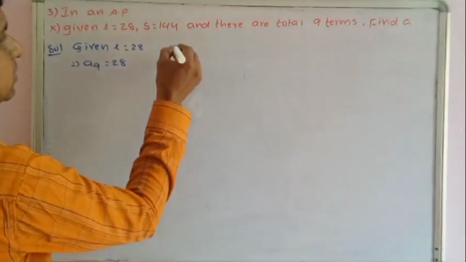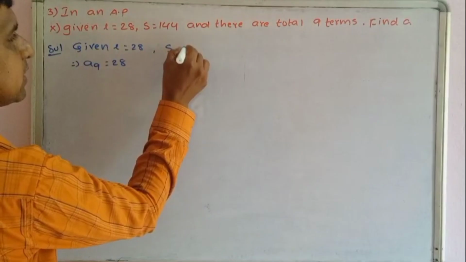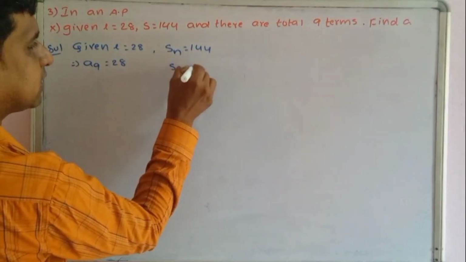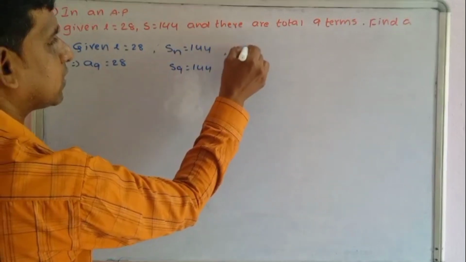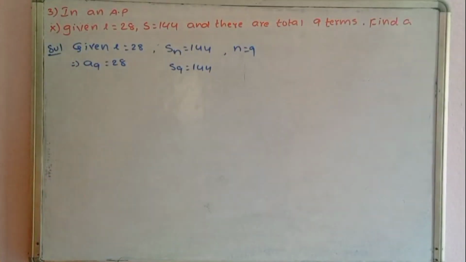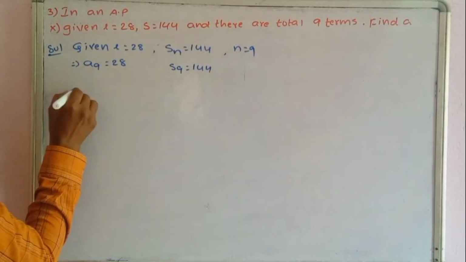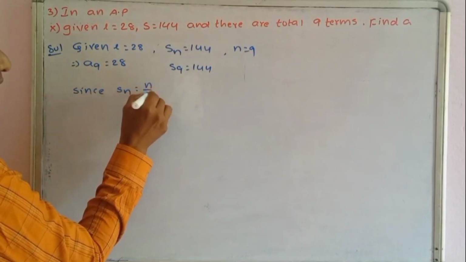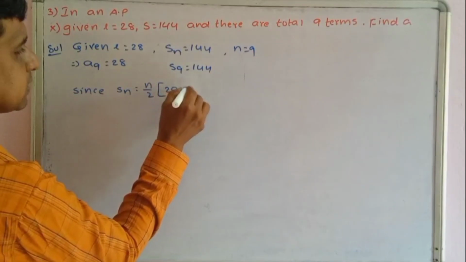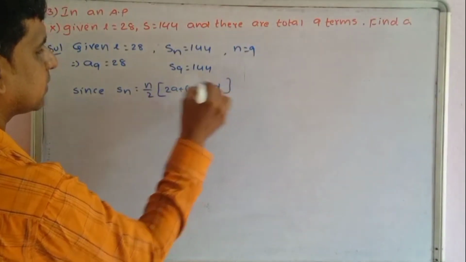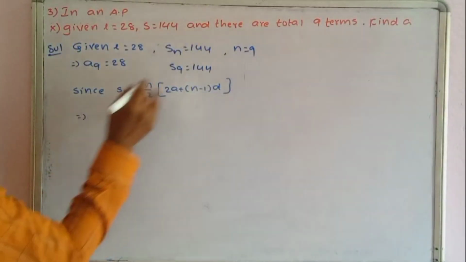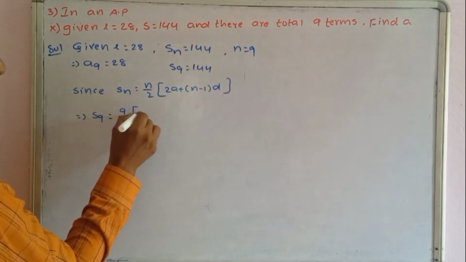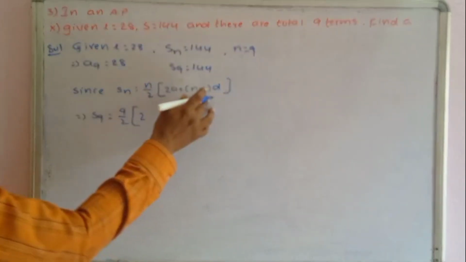Next, Sn is given, that is Sn equals 144. How many terms are there? 9 terms. That is S9 equals 144, so n equals 9. What is the formula? Sn equals n by 2 into 2a plus n minus 1 into d. Here n equals 9, so S9 equals 9 by 2 into 2a plus n minus 1 into d.